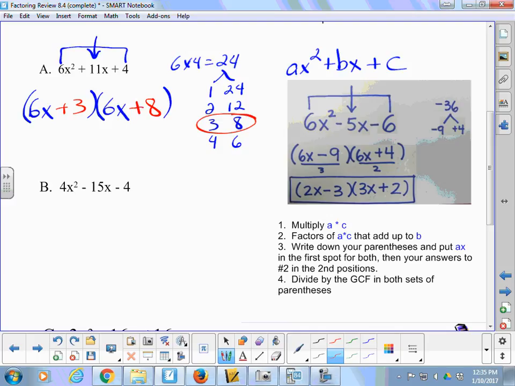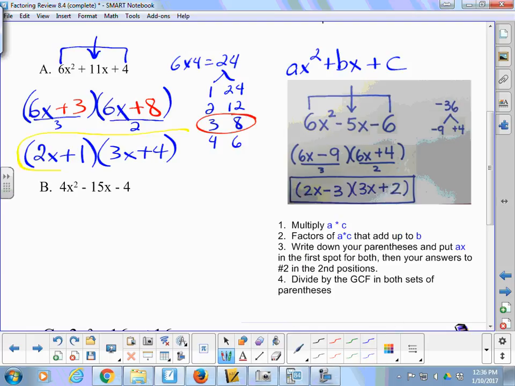Okay. And then we look for a greatest common factor. So what do 6 and 3 have in common? 3. Okay, so I'm going to divide those both by 3. Okay. And 6 and 8 have 2 in common. So I'm going to divide those both by 2. So 6 divided by 3 is 2x plus 1 and 3x plus 4. And that's my answer.